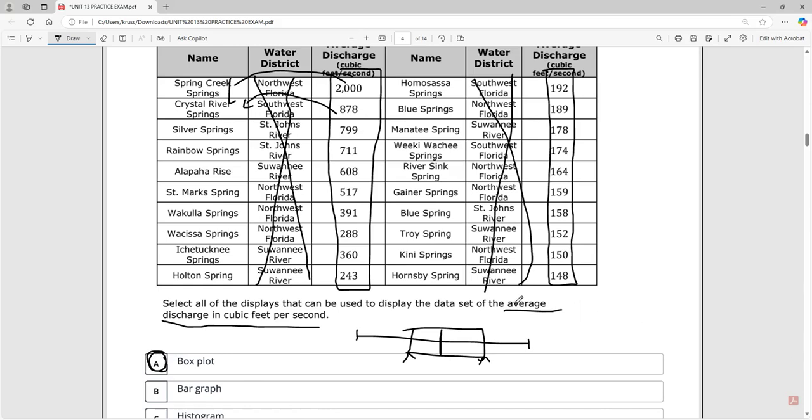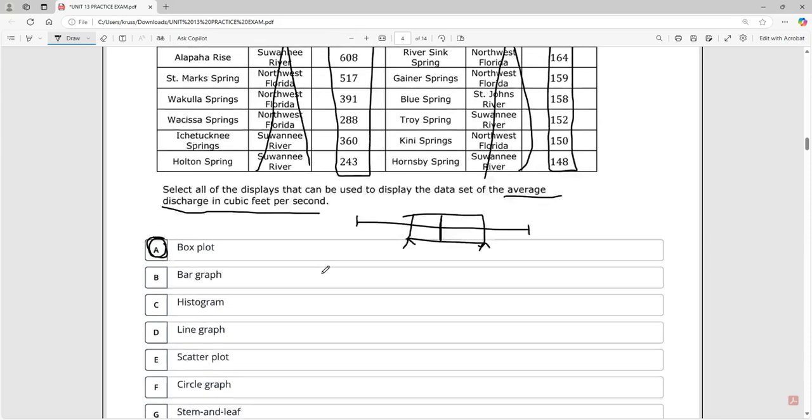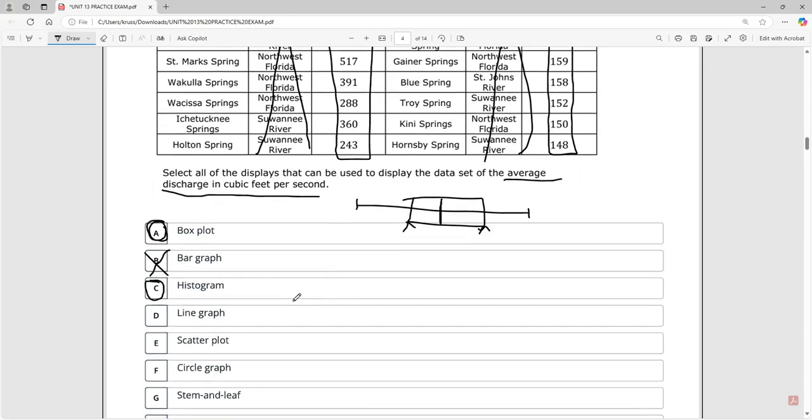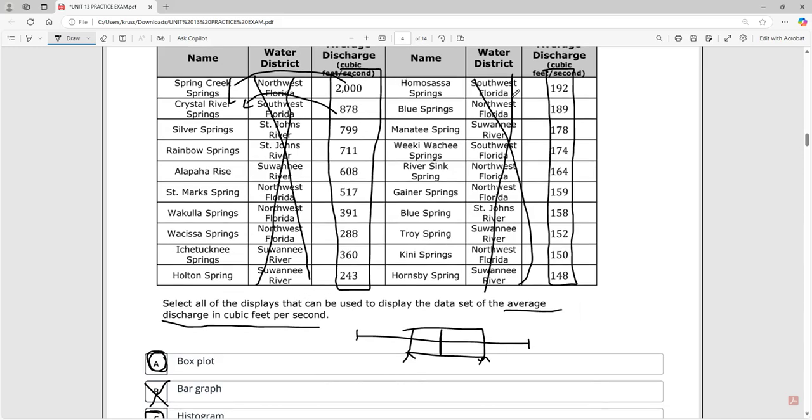Will a bar graph work? No, not really, because I don't have any categories to make the bar graphs into for each bar, so that won't work. Will a histogram work? Yes, it will. A histogram will work. I could identify the different ranges.